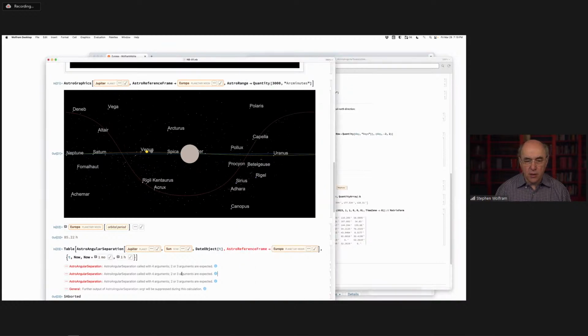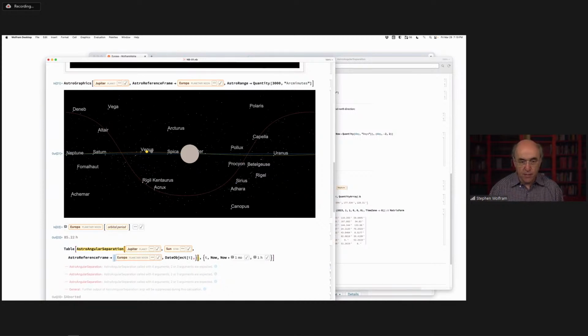How do I do that? I wonder whether it works to just say this for the reference frame, position, and a time in the astro reference frame. Let's take a look. If we're lucky, that will work.